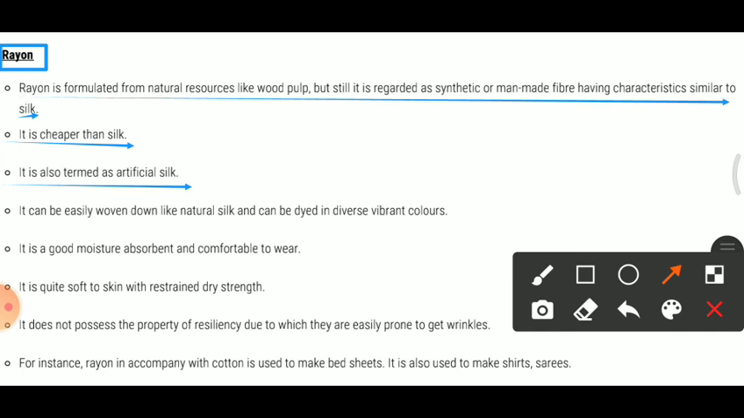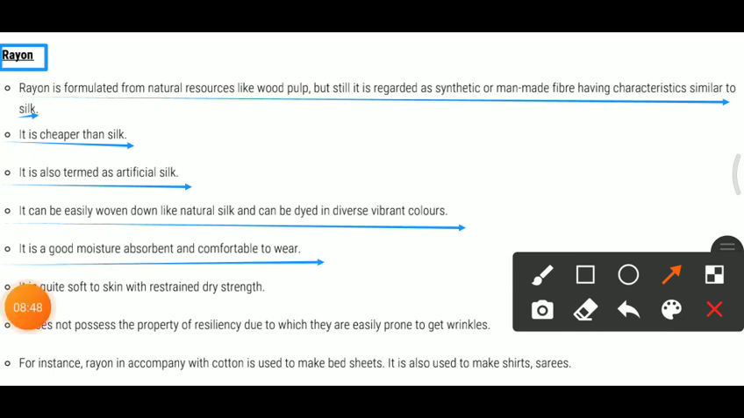It is also termed as artificial silk. It can be easily woven like natural silk and can be dyed in diverse vibrant colors. It is a good moisture absorbent and comfortable to wear. It is quite soft to skin with restrained dry strength. It does not possess the property of resiliency, due to which it is easily prone to wrinkles.